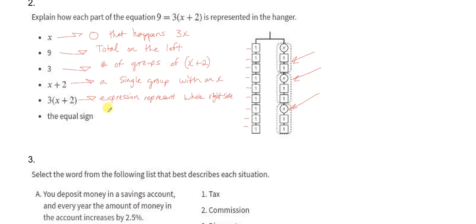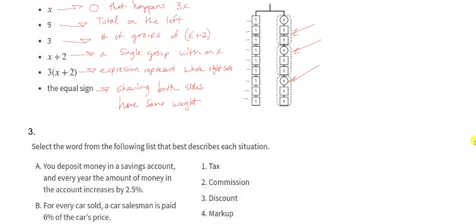And then the equal sign would be showing both sides have the same weight. Balanced. That's number 2. All right, let's move on to number 3.